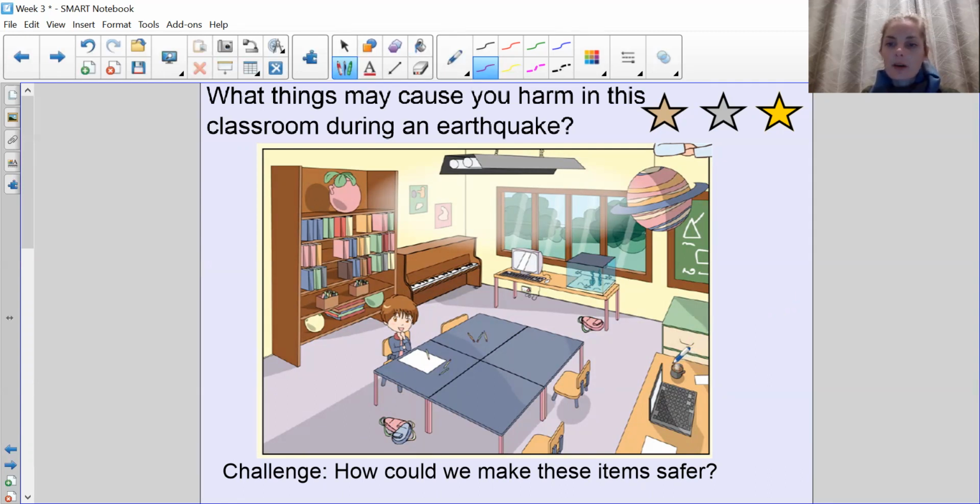There's a hot cup of coffee here. All right, there's lots of books. There's a big pot plant right at the top shelf. Okay, so have a think about all the things that could be damaged during an earthquake, even the windows, okay? What could happen during an earthquake with the windows, and think what's in front of the windows. So have a go at that and then see if you would like to challenge yourself of how you could make those items safer. So pause the video now and then you can come back to me when you're finished.